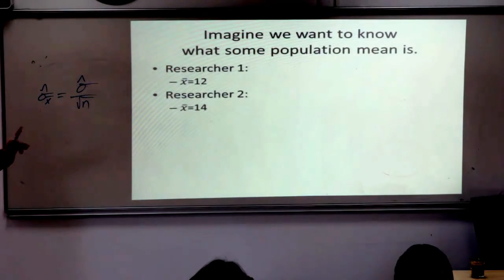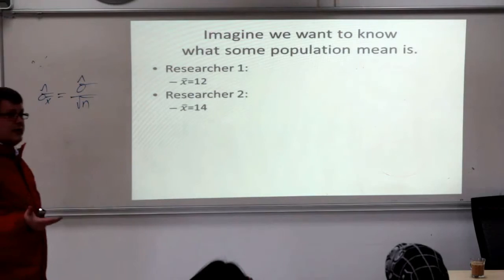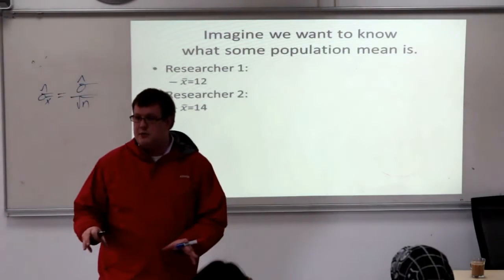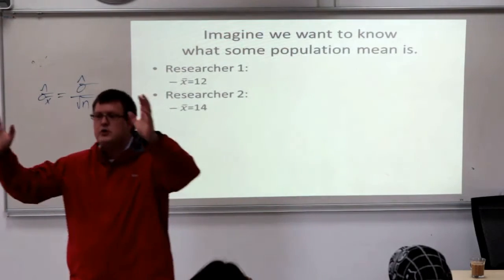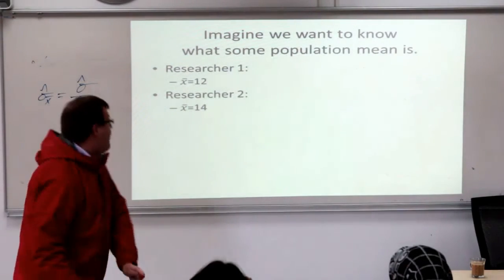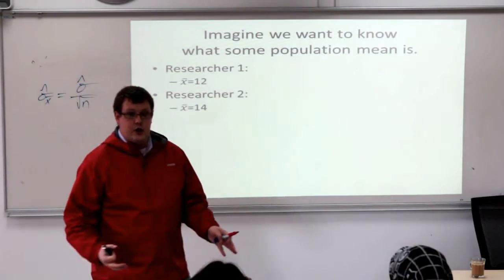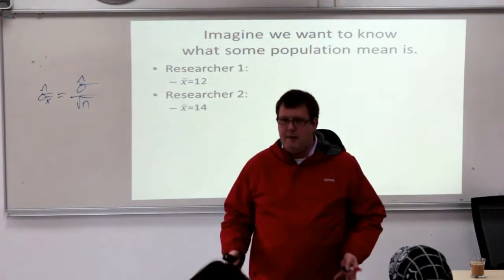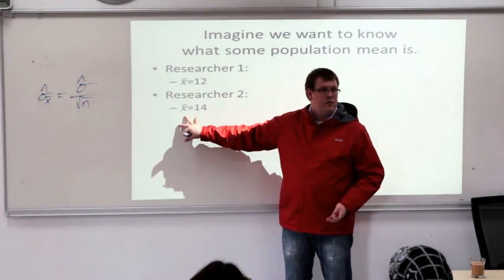Imagine that we want to know what some population mean is. Now imagine that there were two researchers, and each of these researchers was looking at the same population. One of the researchers drew one sample, and they found a sample mean of 12. Another researcher took another sample from the same population, and they found the sample mean was 14.